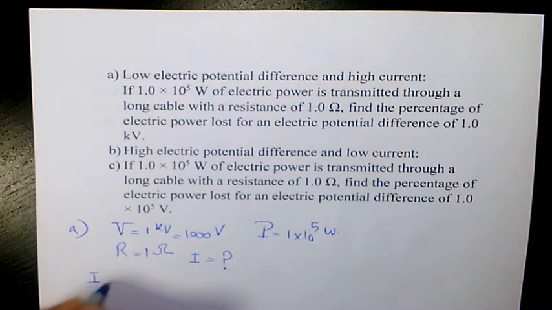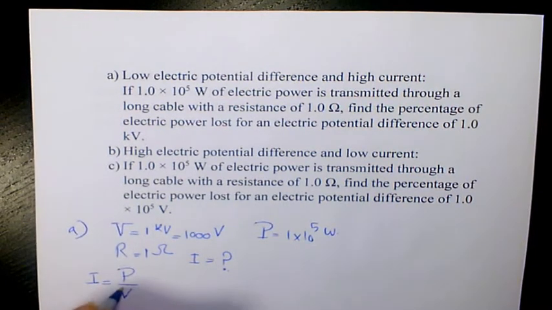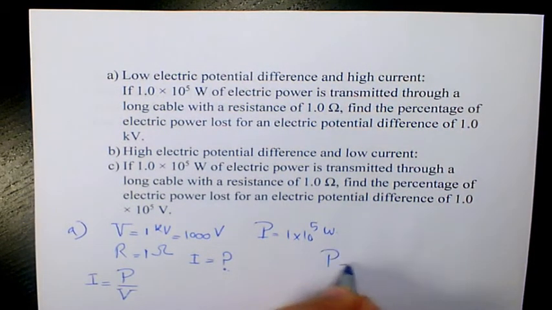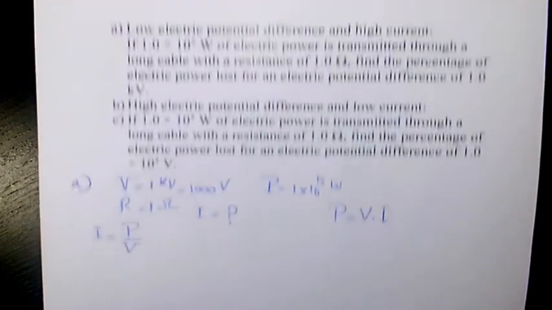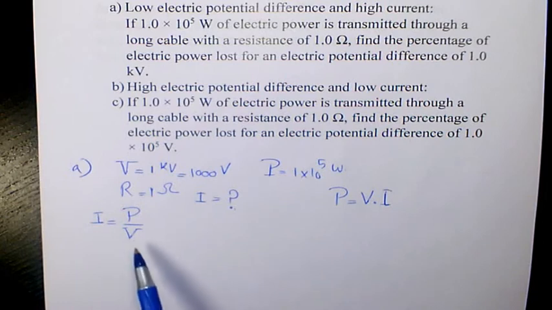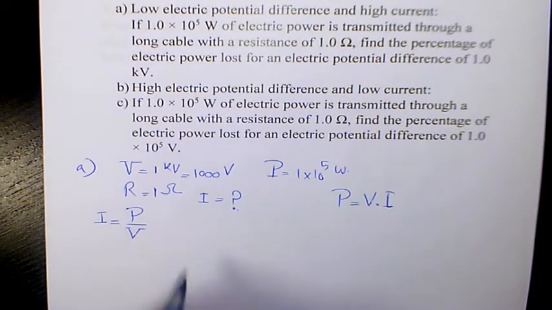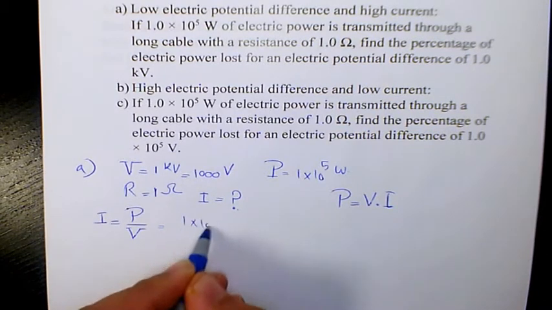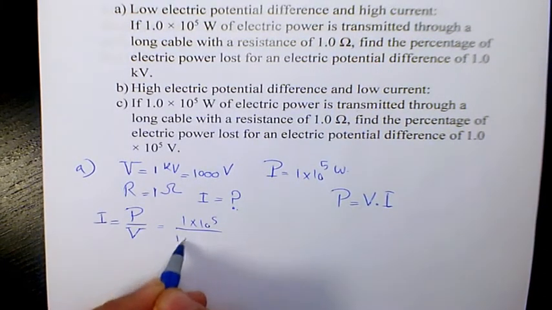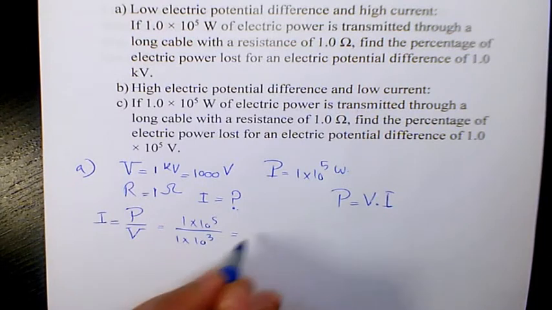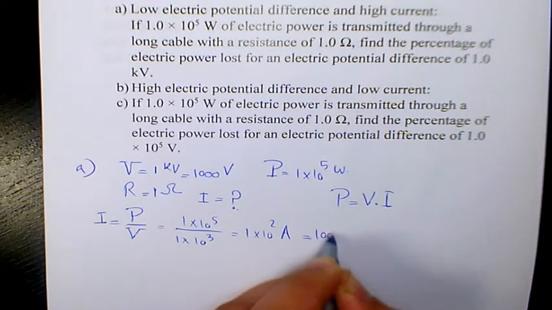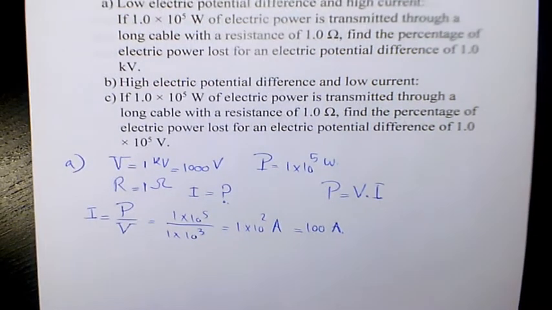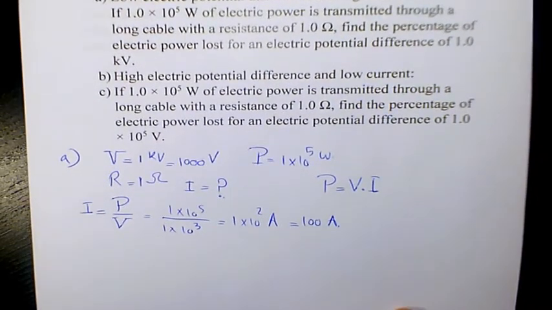I is going to be P divided by V, because we know P equals V times I, so I will be equal to P divided by V. So that's going to be 1 times 10 to the power of 5 divided by 1 times 10 to the power of 3. It's going to make it 1 times 10 to the power of 2 amp, or 100 amp. And that's the large current.